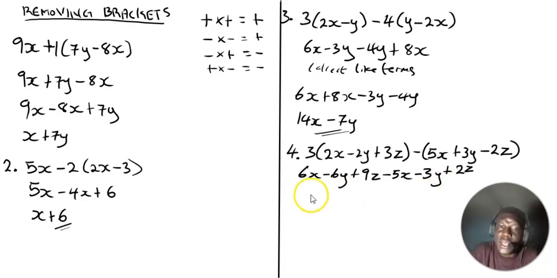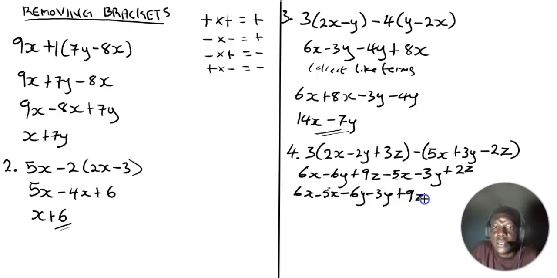Now, what's the next thing to do? We collect like terms. All the x will come together, all the y's will come together, and all the z will come together. So let's go. Where are the x's? We have 6x. Which other x we have? We have minus 5x. Then let's move to the y. Minus 6y. Which other y do we have? Minus 3y. Then you have plus 9z. Please make sure you write your signs. Plus 9z plus 2z.